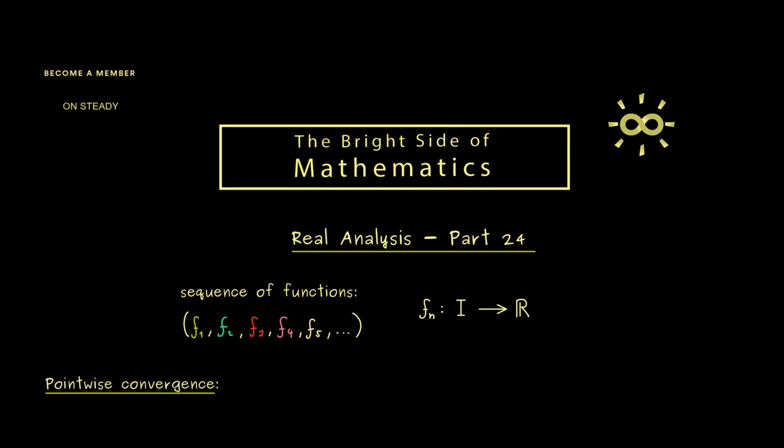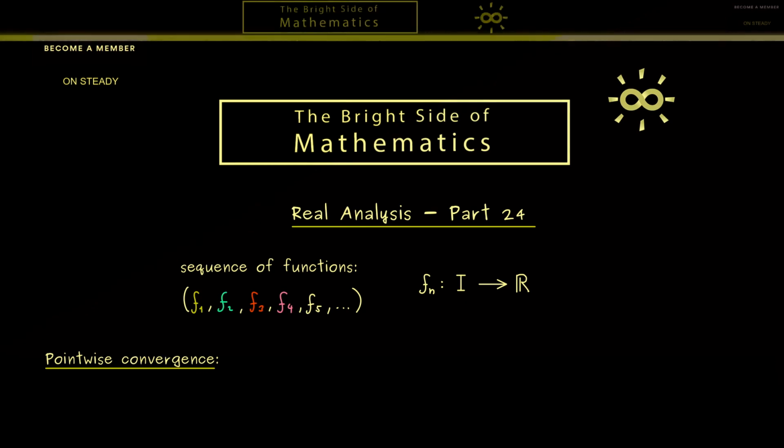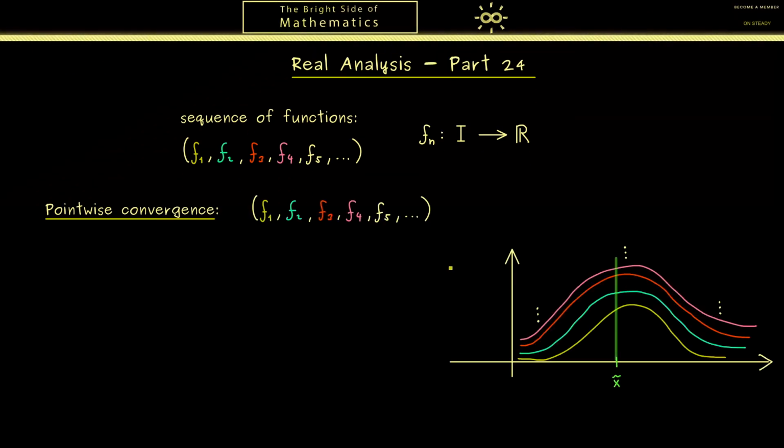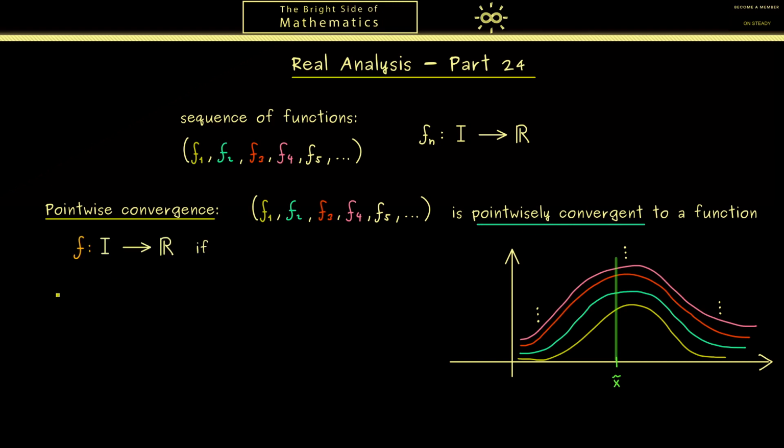It's a very natural notion because you immediately get it when you know how to deal with sequences of numbers. That is because for all the functions here you can fix a point x tilde and you get an ordinary sequence of numbers for the values of the functions. And if this is a convergent sequence, we can define a limit function and call the sequence of functions pointwisely convergent to this function. And for the name for this limit function we can just choose f.